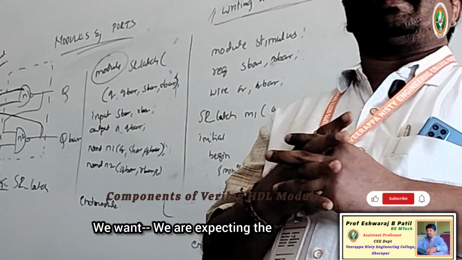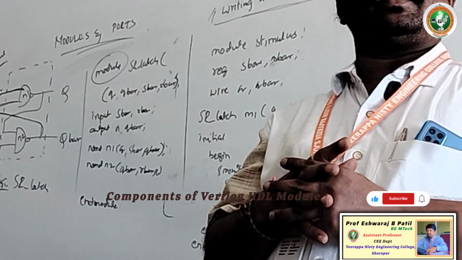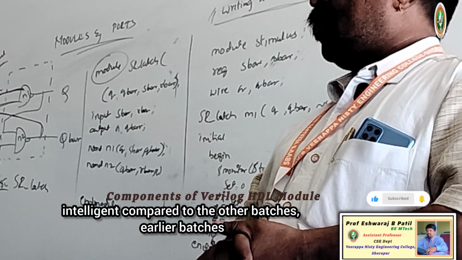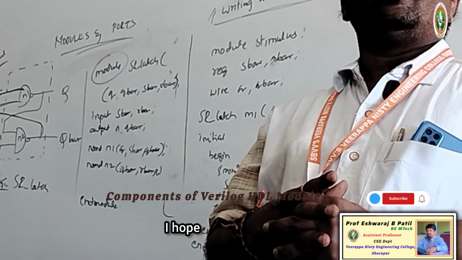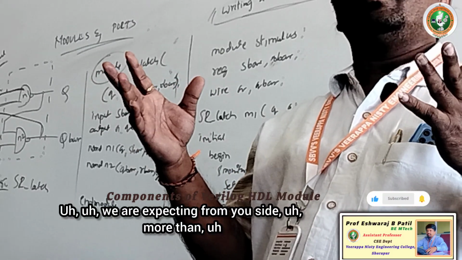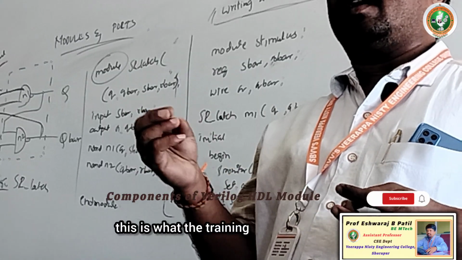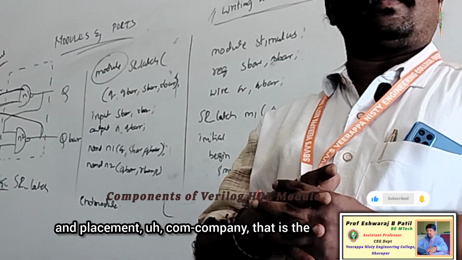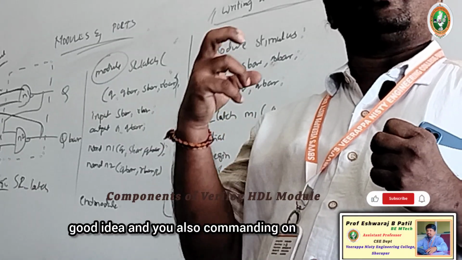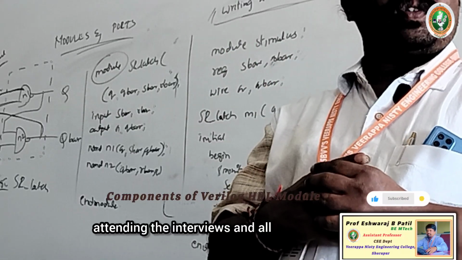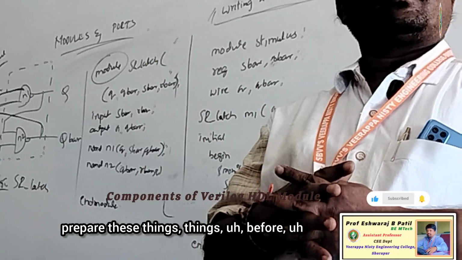We are expecting the Q Spider drive because these 6th semester students, we have seen that so many students are very intelligent compared to the earlier batches. Your batch is a very good batch. I hope more than 40 students will be selected in Q Spider. Q Spider might be a training and placement company, you might be thinking, but at least you should get a good idea, and you also comment on attending the interviews and all. So I am requesting you all to prepare these things before Q Spider comes.